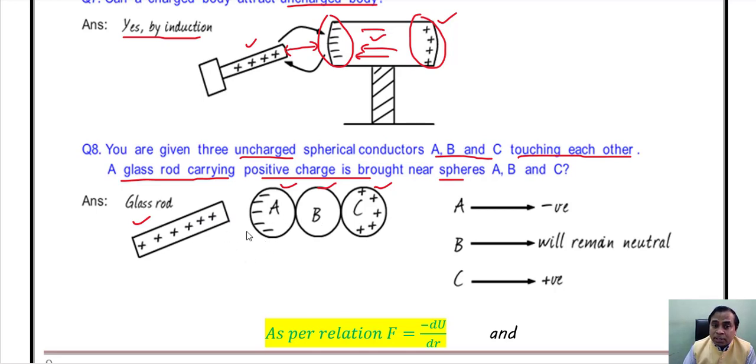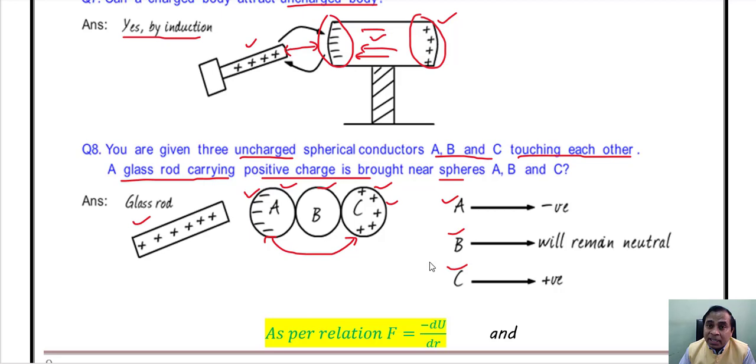So now see, charging by induction has happened. Across this corner we have negative charge, across this corner we have positive charge. The positive and negative charges have emerged at the maximum distance apart. So A has negative charge, B is neutral, and C is positively charged. That is the answer: the nature of the charge developed here.